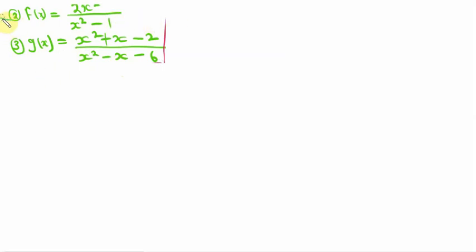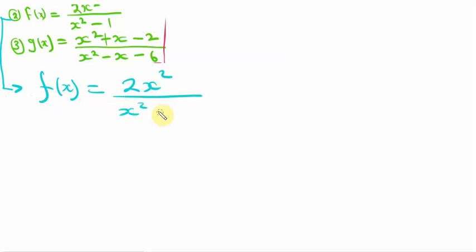Let's plot the second rational function, 2x squared over x squared minus 1. And now we see that the numerator and the denominator are both polynomials. Let's see if we can factor these polynomials. 2x squared is just 2x squared. There's nothing else we can do to that one.